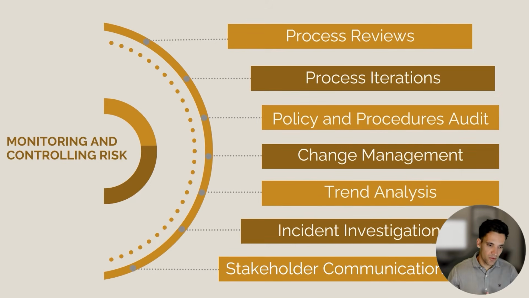We can do process reviews. We can make sure we're regularly iterating through the process. We're following through meetings. We can audit our policies and procedures. We can deal with changes as they arise and assess these in terms of their risk. We can look at outcomes of the project and identify certain trends, like areas where we're overspending the budget. We can look at specific incidents, and we can also communicate and engage with our stakeholders.